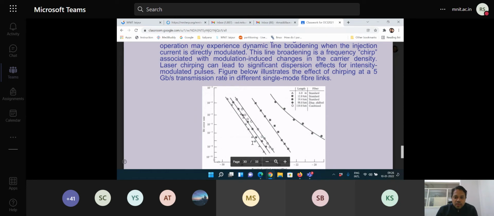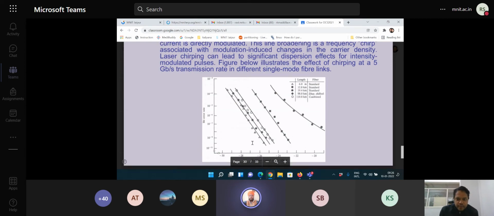You can see a comparison about length, and how the bit error rate is changing. As the length of the fiber increases, the bit error rate also increases. Of course, this would depend on what fiber is being used.